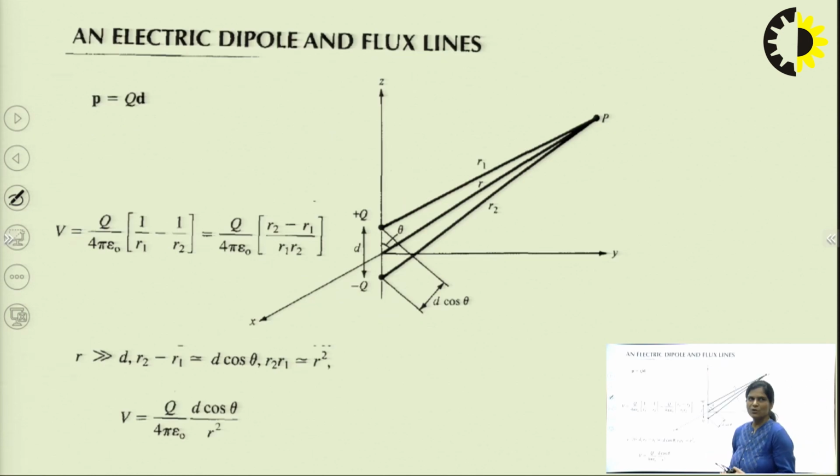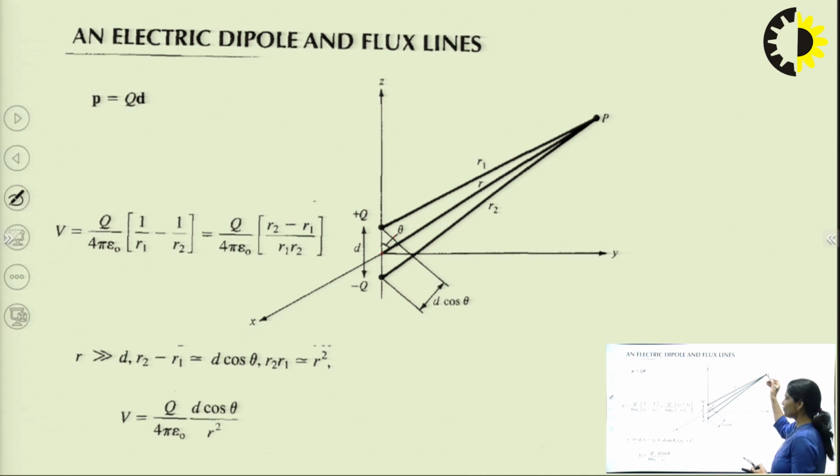Now the next topic is the electric dipole and flux lines. Let there be coordinates x, y, z, a point P and an origin. When you are focusing on this z axis, this is your point 1 and 2. The charge on the first point is plus q and the charge on the second point is minus q, and the distance between these two points is represented by d. When you join this point to the origin, the angle between the z axis and this line is theta.